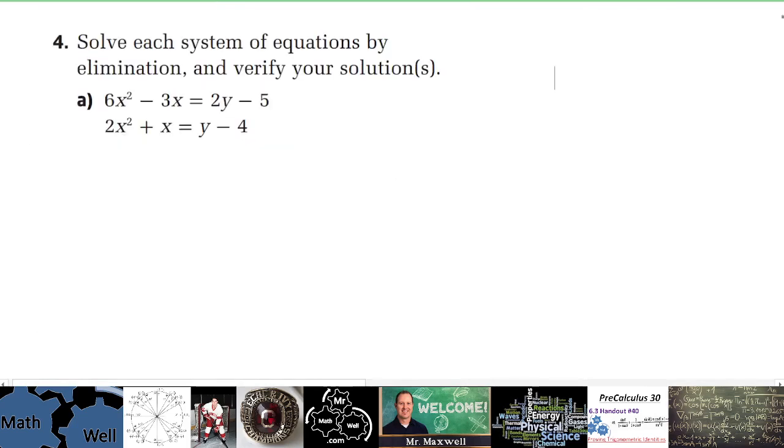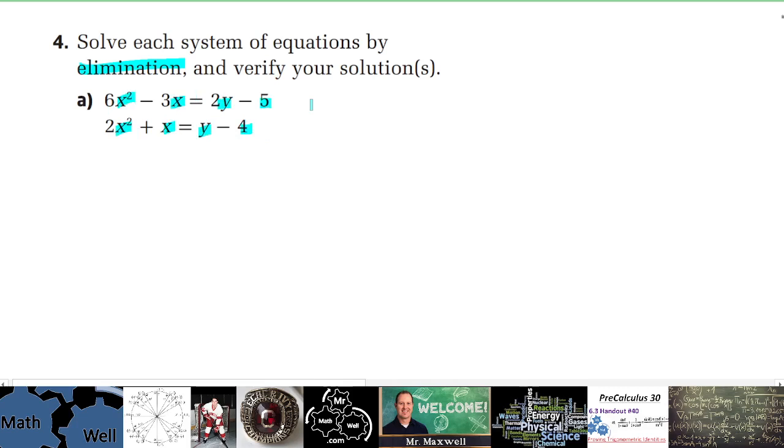All right, so 4A is asking us to solve using the elimination method. So here's method number 2, elimination. What you want to do is rearrange the terms in these equations so that the like terms are lined up in vertical columns with each other, and the equal sign is also lined up. So I have x squared right over top of each other. That's great. I have x terms right over top of each other. Awesome. Y and constants. So this is arranged properly.